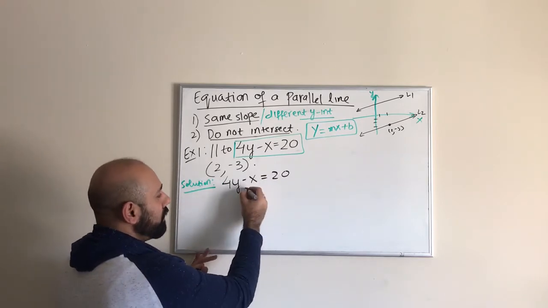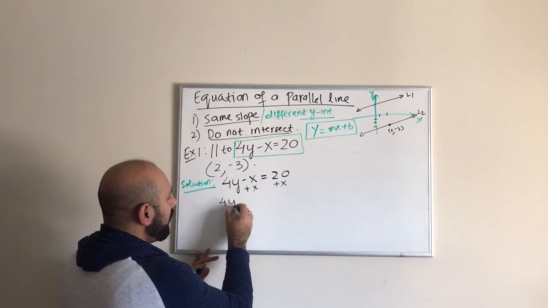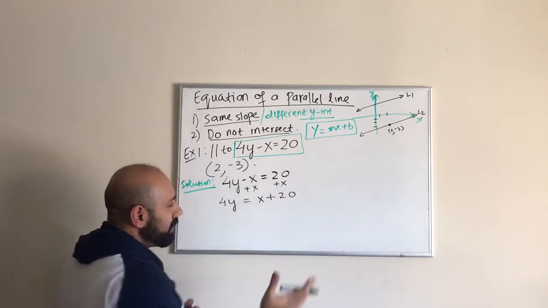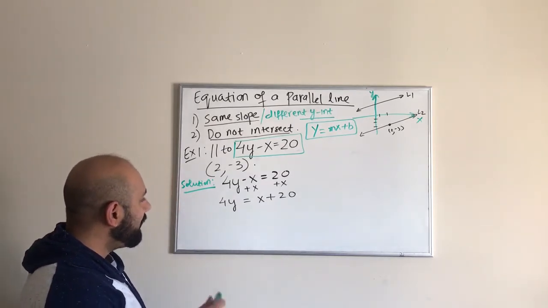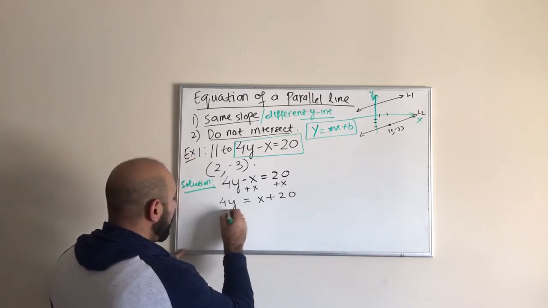So in order to do that, first we'll add x to both sides. Right, so it would be 4y equals x plus 20. We are not going to combine these because they are not like terms, so we're just going to write x plus 20. And then in order to get rid of this 4, we're going to divide both sides by 4.